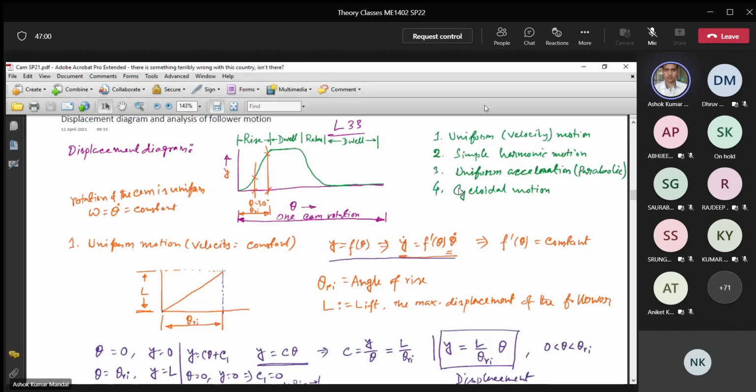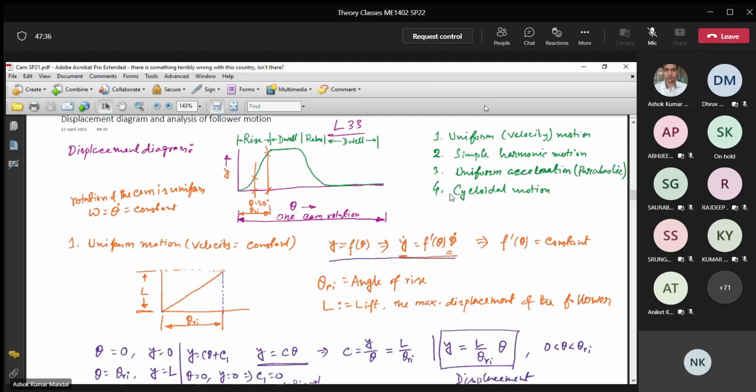Actually, what we will do is find out the relation between y and theta. We'll find out the equation of motion. For uniform motion, simple harmonic, uniform acceleration, and cycloidal motion, we'll find out the relation between theta and y. Actually, we want to find out y as a function of theta. This is what we want to find out for all four cases.